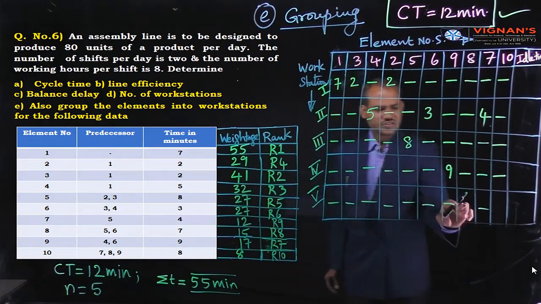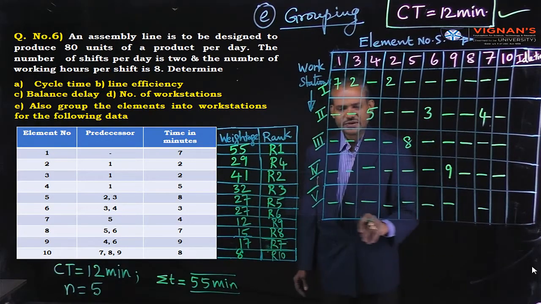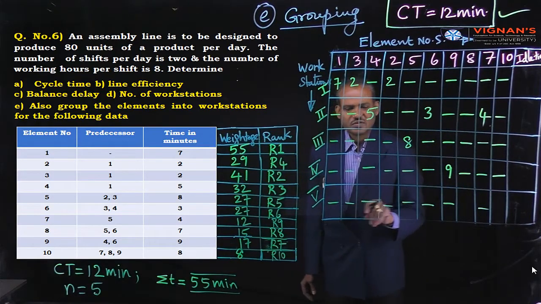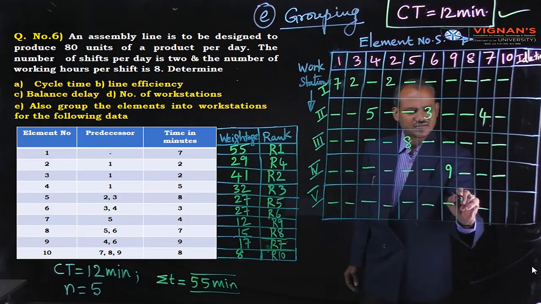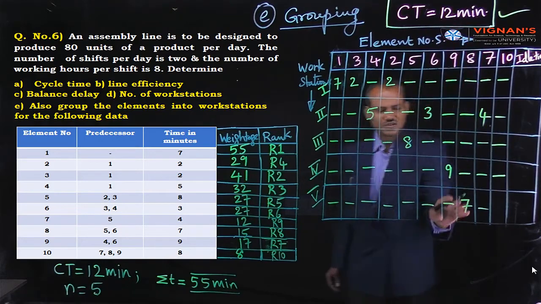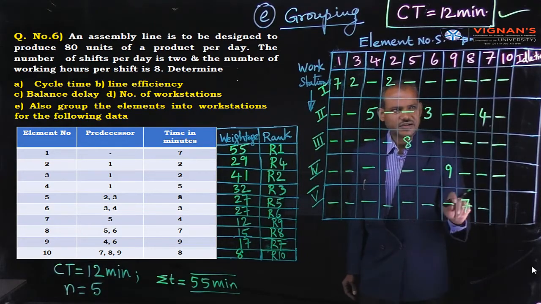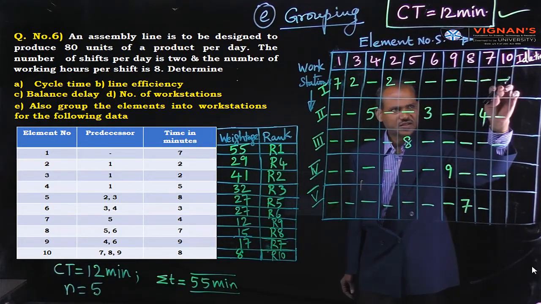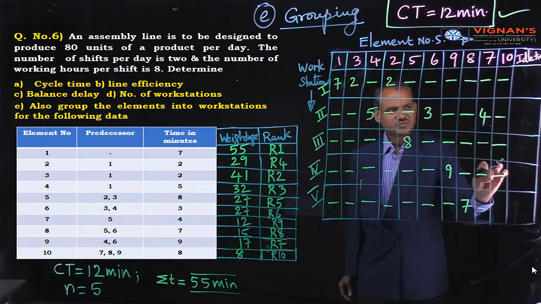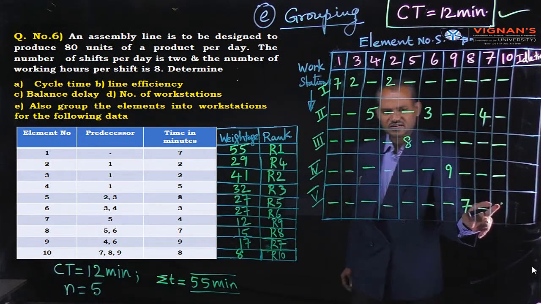You can start with this element. Which element? 8. For element number 8, what is the timing? 7. This 7 is less than 12 minutes, the cycle time. Assign. Next, only one is available, that is work element 10. Work element number 10 has not been assigned in any workstation right now. This is the last workstation.